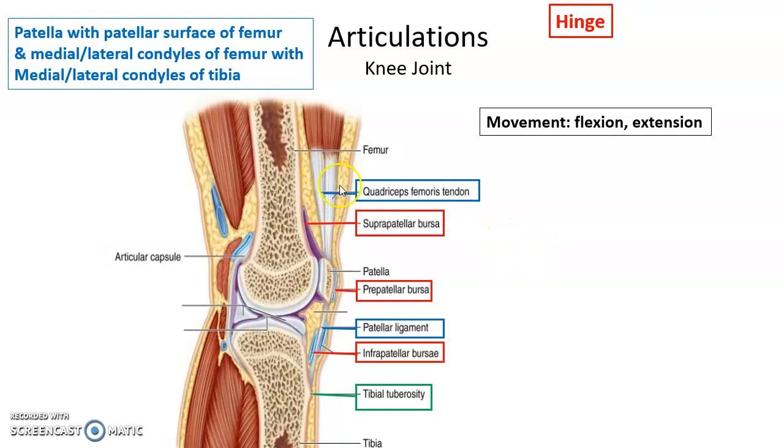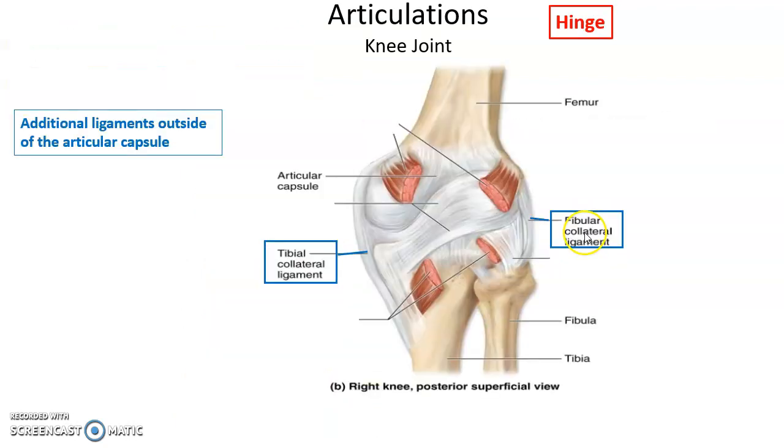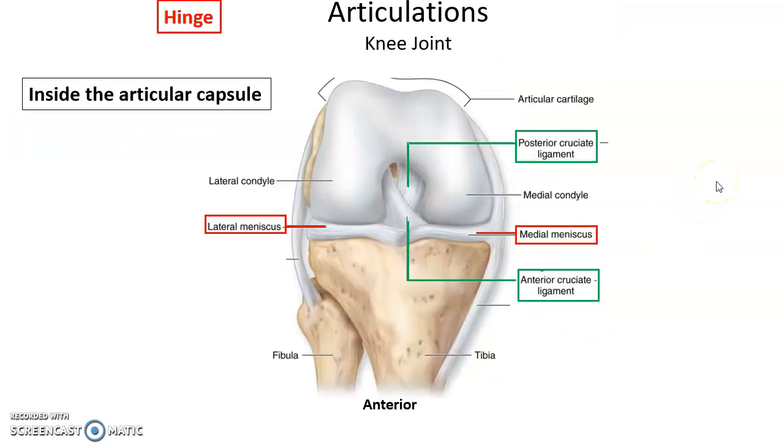We also have the quadriceps femoris tendon going from the quadricep muscles to the patella, and then the patellar ligament going from the patella to the tibial tuberosity. We have a number of bursae, including the suprapatellar bursae, the prepatellar bursae, the infrapatellar bursae. Looks like there's only three bursae. Excuse me. So there's three bursae: suprapatellar, prepatellar, and infrapatellar. We also have tibial collateral ligament and fibular collateral ligament. Tibial collateral ligament on the side going from the femur to the tibia, fibular going from the femur to the fibula.